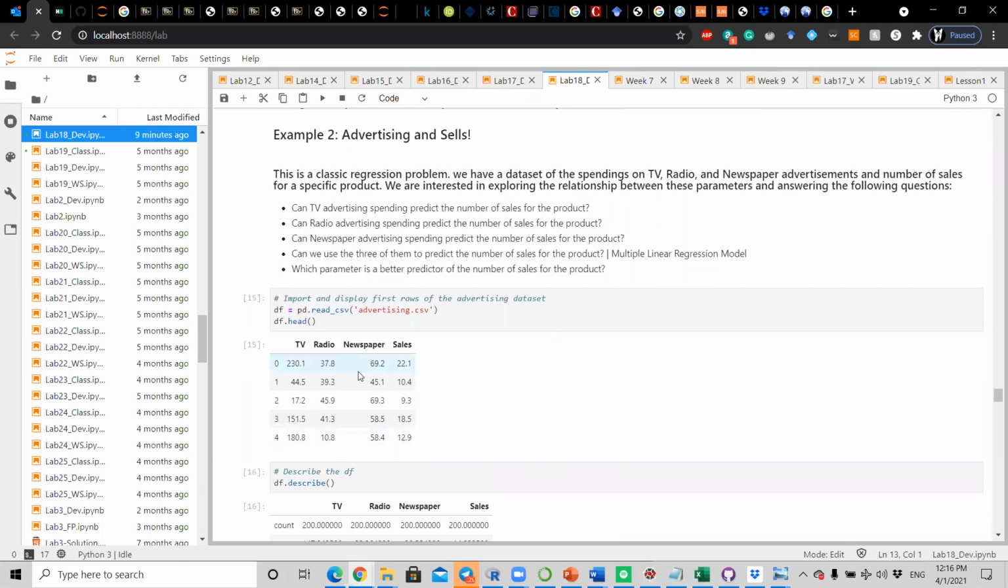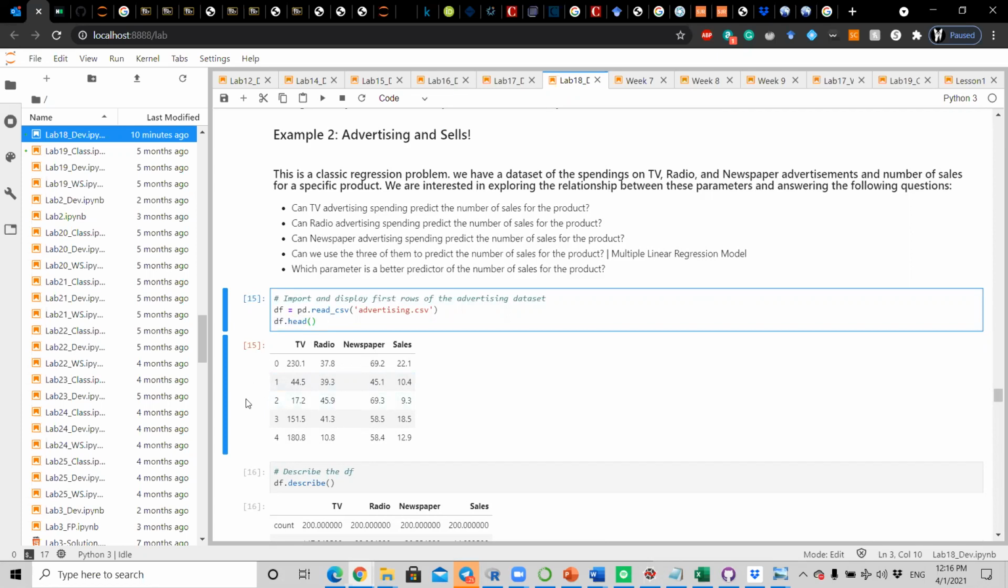So the first step is to read in the data set. You have this file, or you can download it from the server, advertising.csv. Dr. Cleveland also put it in the chat box at the beginning of the lab. So if you scroll up, you can find it there. And I use the head function to print the first few rows of the data set.